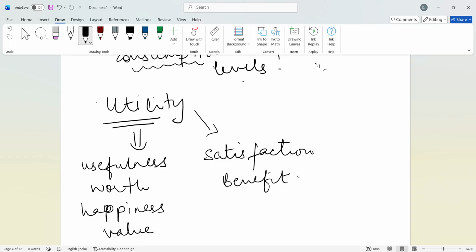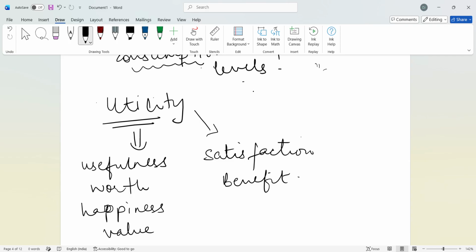All right. That's what utility is. So utility could be any of these: the happiness that you get, the satisfaction, the benefit, the worth of a product or a service, the value of the product or service that you get. Anything of this is your utility, by consuming a product or a service. That's what utility is all about.